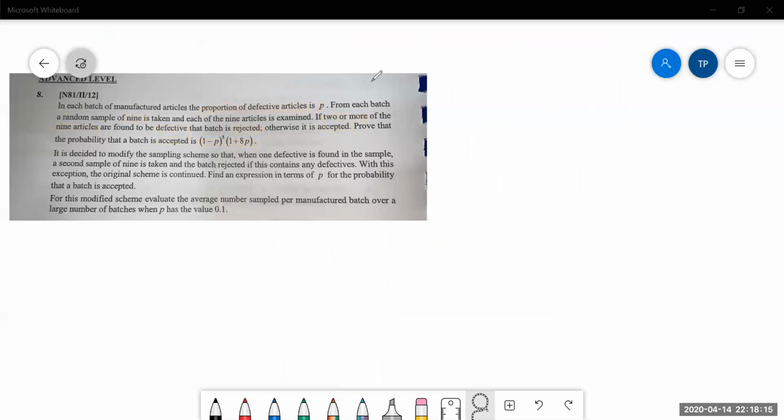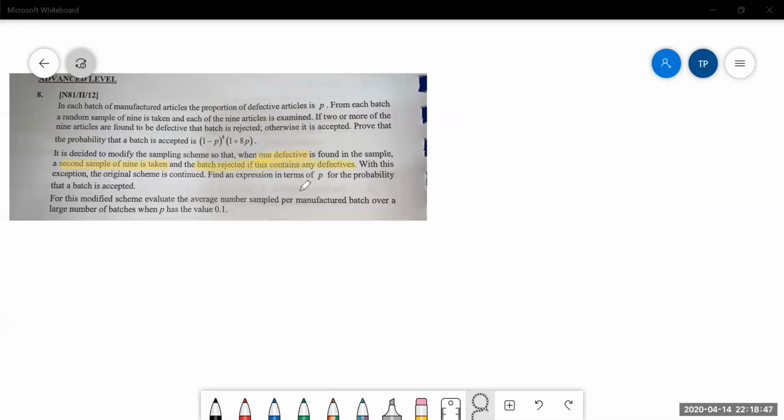Then following up is: it is decided to modify the sampling scheme so that when one defective is found, a second sample of 9 is taken. Okay, so basically the first batch, they found 1 defective, they will straight away take a second sample of 9, and the batch is rejected if this contains any defective.